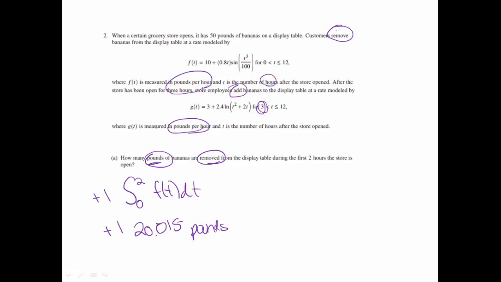And just to make sure that we would know why we were going to take the integral, F of t was pounds per hour, 0 to 2 is hours, so if you take pounds per hour times hours, you just get pounds, which is exactly where we wanted to be.